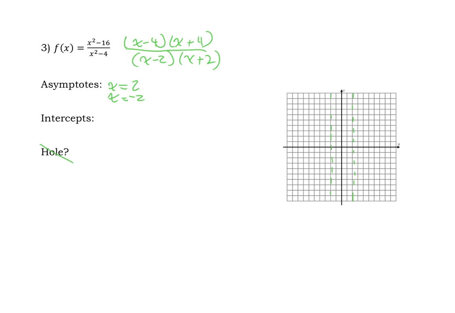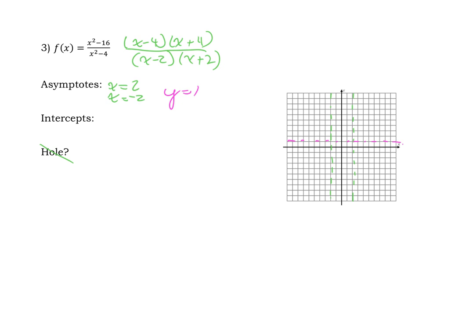Now I do my comparison. It's the same because it's a square over square. So that would be 1 over 1, so y equals 1. So now notice that I have a zone, a zone, a zone. That's what I call them, which means I'm going to have 3 branches total.